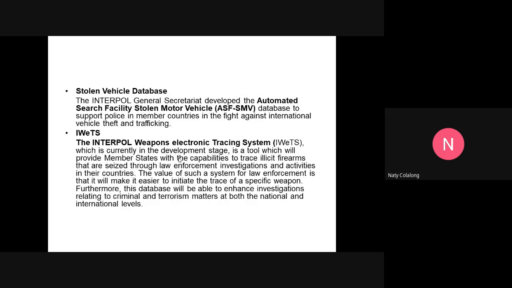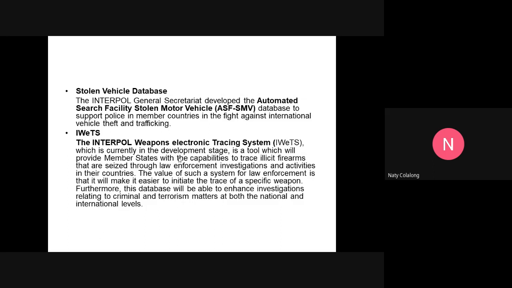Then we have the stolen vehicle database. The Interpol General Secretariat developed the automated search facility stolen motor vehicle database to support police in member countries in the fight against international vehicle theft and trafficking.